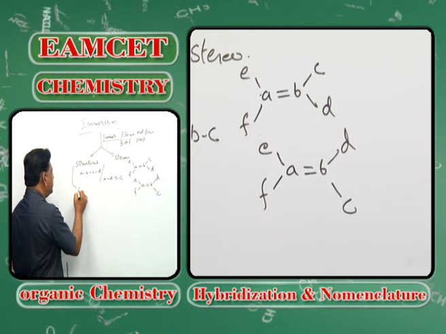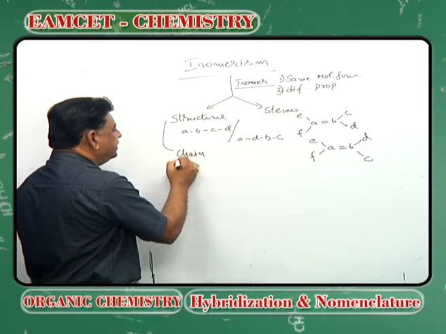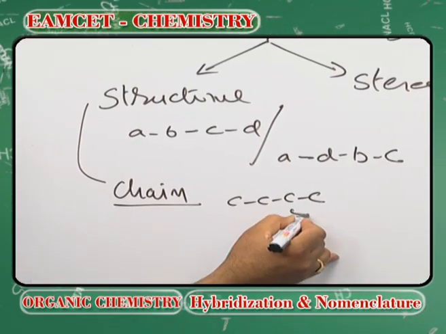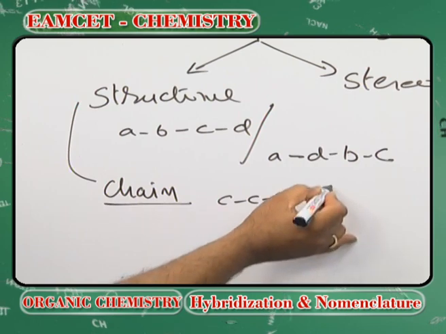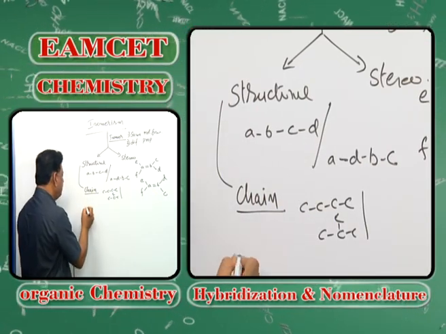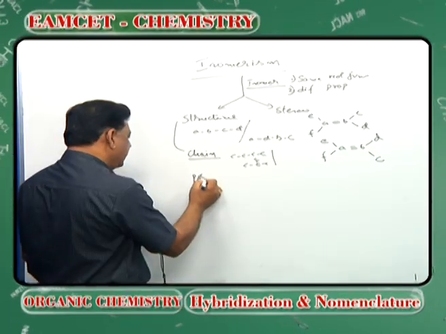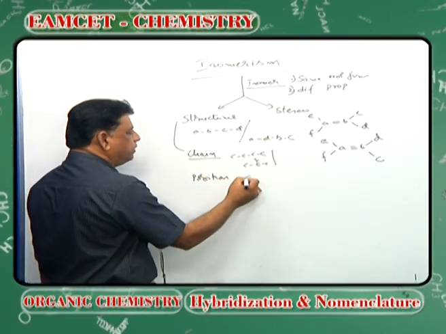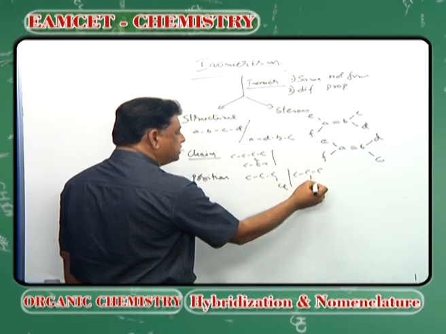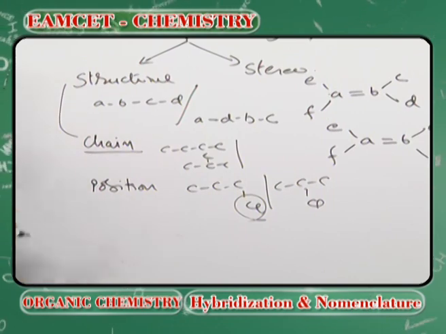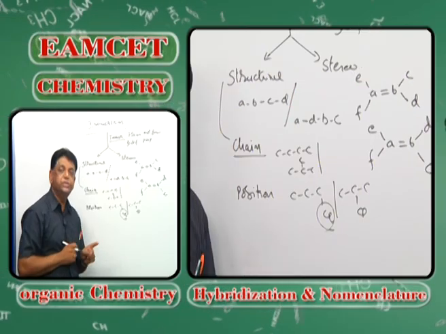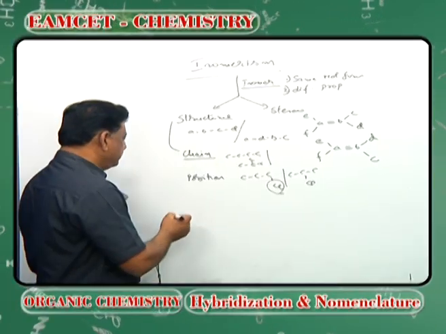In structural isomerism, we have chain isomerism. Like when 4 carbons are there, we can arrange them in a straight chain or in a branched one. This type of isomerism is known as chain isomerism. Then we have positional isomerism, for example 1-chloropropane and 2-chloropropane. The functional group should be there, otherwise this isomerism won't come. The functional group position on a given chain should change, then positional isomerism comes.